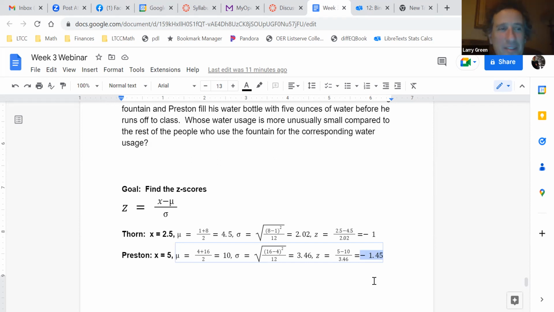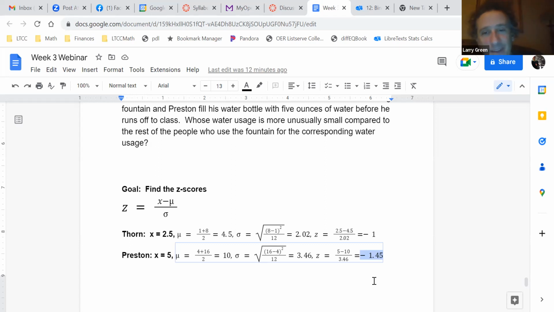This is where you have to understand z-scores. Thorne's z-score is -1. Preston's z-score is -1.45. Which is more unusual? Is it -1.45? Yep, -1.45, because that's farther from 0 than -1 is. Do you see?